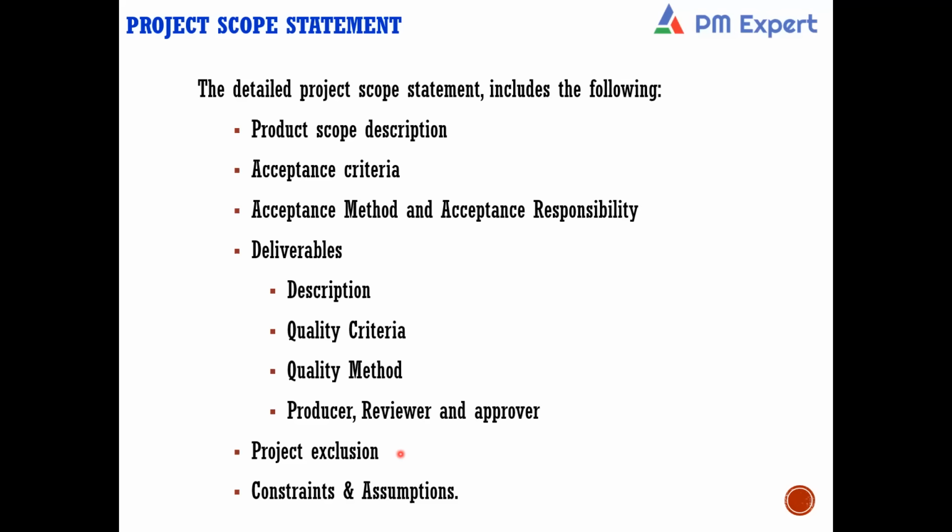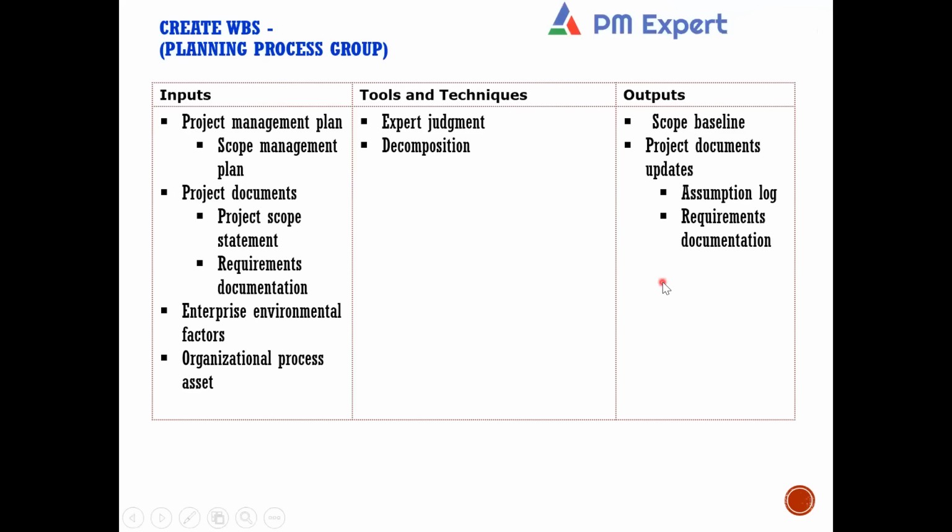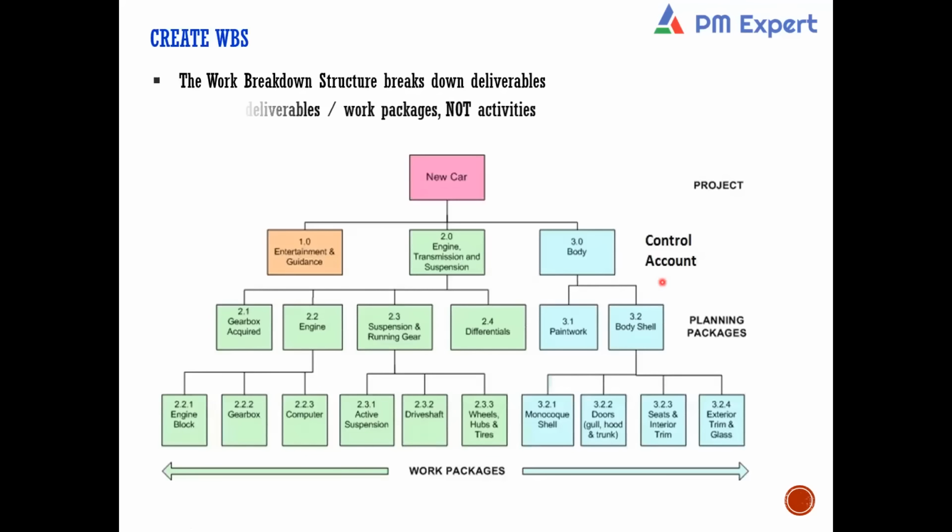So, the first step is we will be decomposing this whole scope hierarchically. We'll do a hierarchical decomposition of the overall scope of the project into a work breakdown structure. This is called a work breakdown structure. Can you see this structure? Guys, yes. This is a hierarchical decomposition of the overall scope of the project.